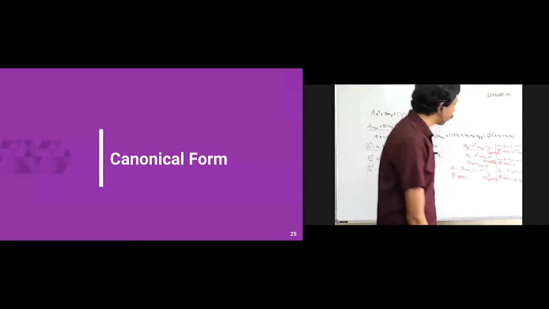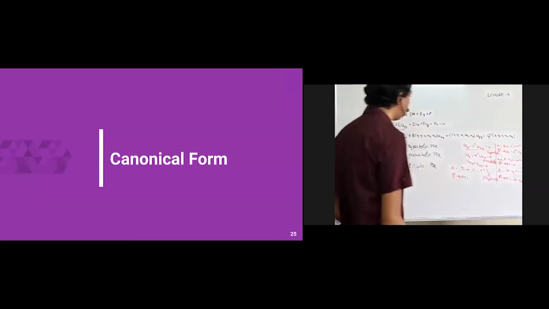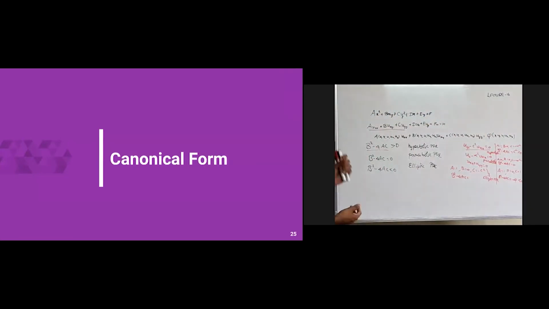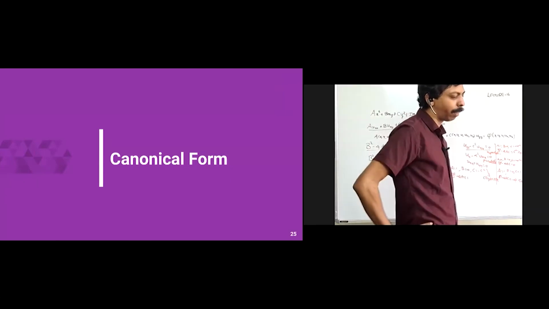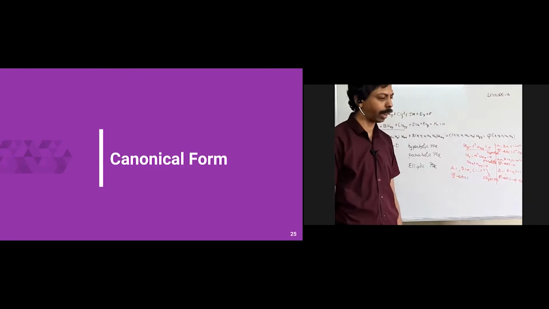Now, again, what we are going to do is transform the hyperbolic PDE, parabolic PDE and elliptic PDE into a standard form, which we call the canonical form. In that case, we can study the problem very easily because the solution of the problem can be found much more easily. So that is called canonical form.